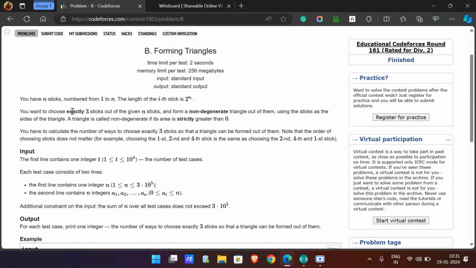Now you have to choose exactly three sticks and form a non-degenerate triangle out of them, using the sticks as the sides of the triangle. A triangle is called non-degenerate if it has an area strictly greater than zero. It means it must be a valid triangle. And you have to calculate the number of ways to choose exactly three sticks such that a triangle can be formed, and the order of choosing sticks doesn't matter. Like if you are choosing 1, 2 and 4, then 2, 4, 1 is the same, because order doesn't matter over here.